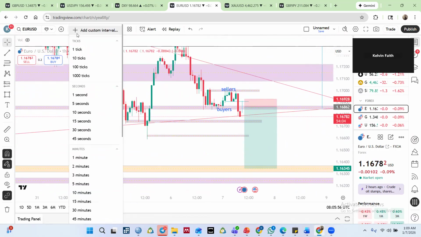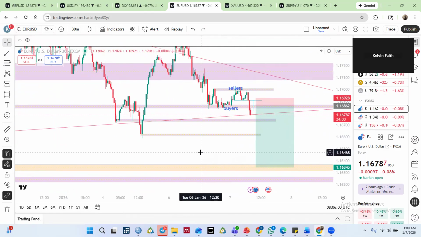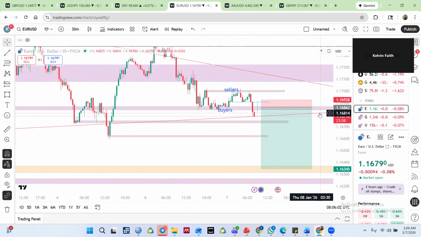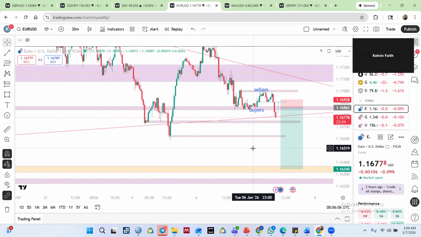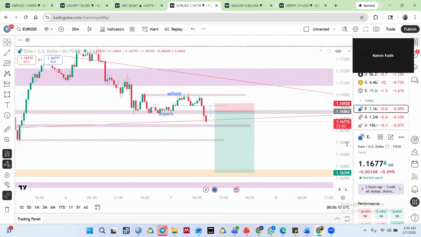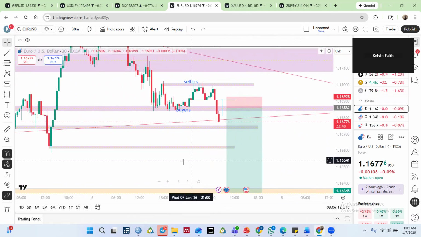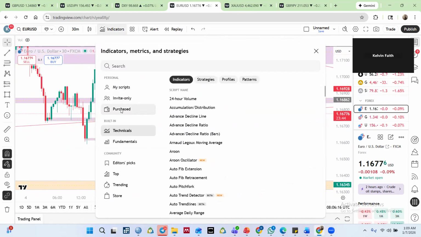Yeah, so let's see. I'm not going to take any trade on EU right now. I'll still wait and see what the London session will bring at the open. It's left with about 30 minutes. So let me put the session indicator on right now.